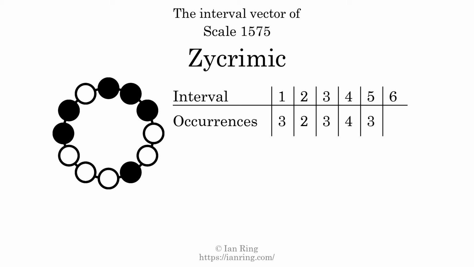There are 3 intervals with a size of 5 semitones. They are here, here, and here. There are no intervals with a size of 6 semitones. Each interval does not appear in this scale a unique number of times, so this is not a deep scale.